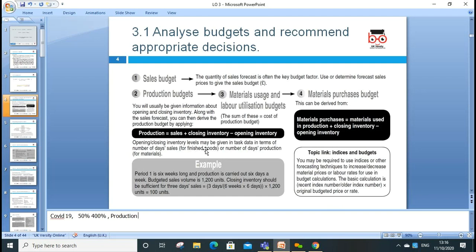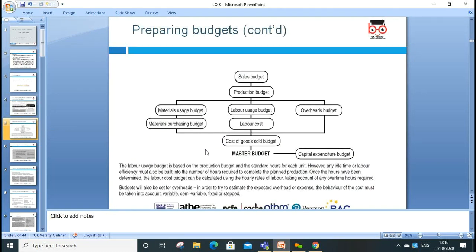Yes, so we need to find how many units need to be produced. This way we can prepare the budget and the budgetary control, which we'll go through in the further slides, and I'll send you some extra budget slides as well. That will also help you.